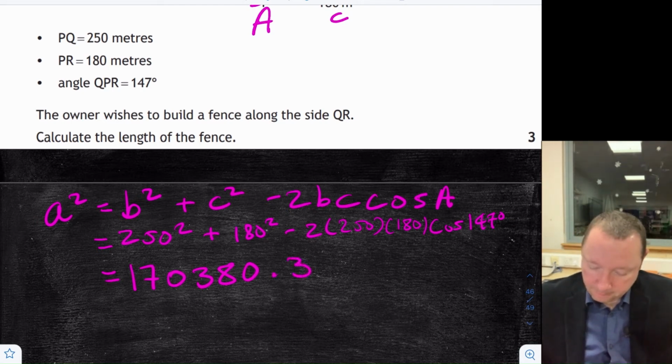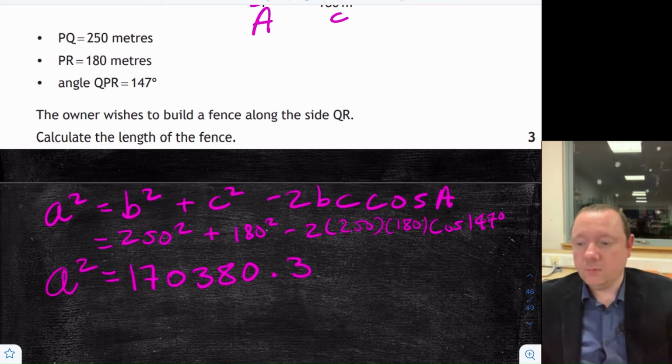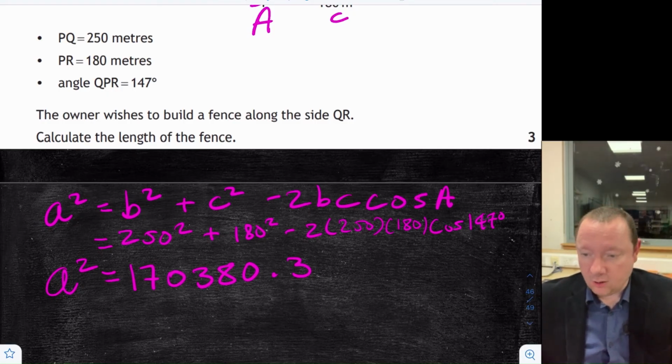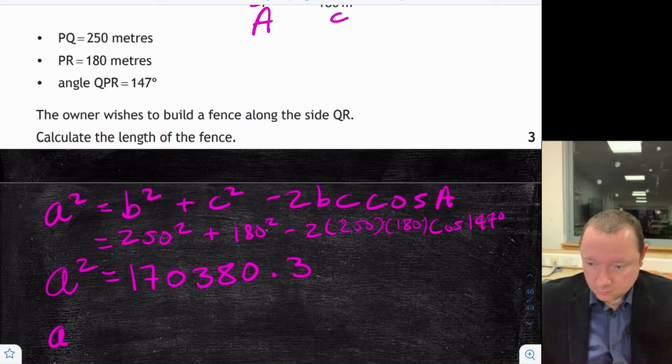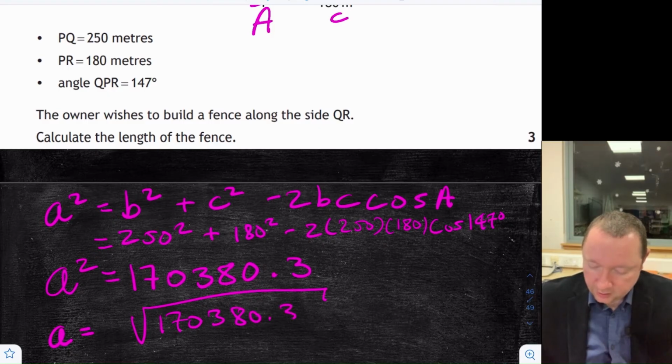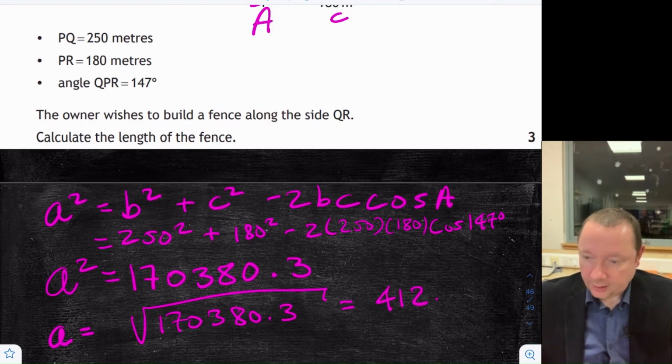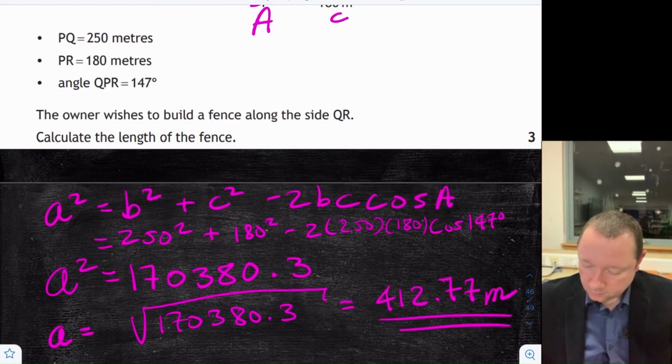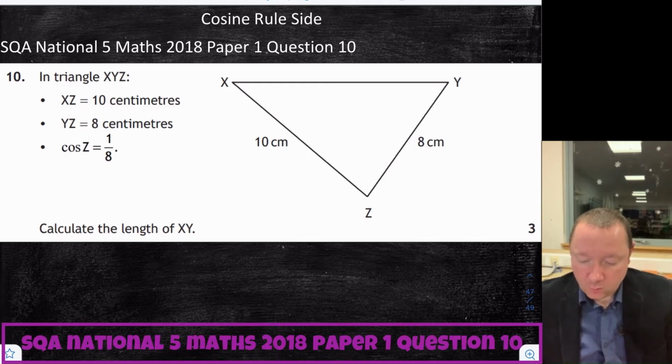170,380.3. And that's A squared, remember though. So that's just got 2 marks so far, substituting and getting A squared. So now just calculate our A. The square root of 170,380.3, and you get an answer of 412.77 metres.